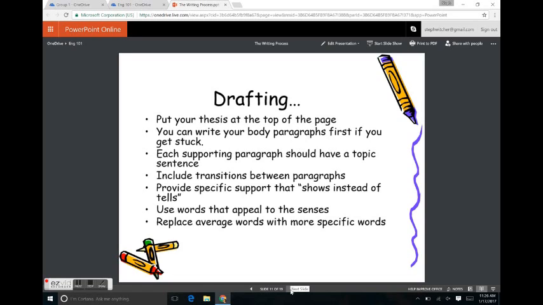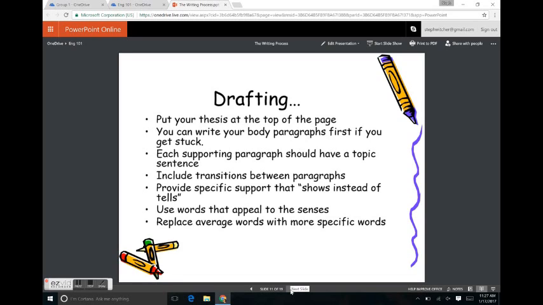Also, when you're writing these body paragraphs, make sure you give very specific support that shows instead of tells. What that means is that you show us what you're trying to say instead of telling us. So don't tell us it was a beautiful day. Show us it was a beautiful day, because my beautiful day may look different than your beautiful day.